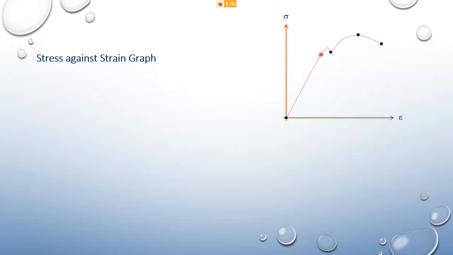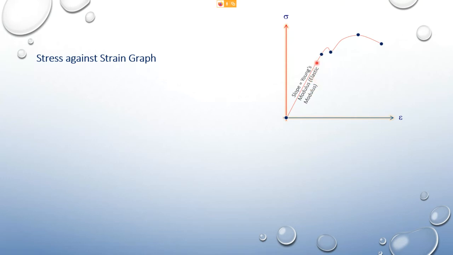So from this point to this point here, you can say that the strain is directly proportional to the stress. As you can see, from this point to this point appears to be a straight line. Therefore, we say that the strain is directly proportional to the stress. The slope, or the gradient, of this straight line refers to the Young's modulus, or the elastic modulus.